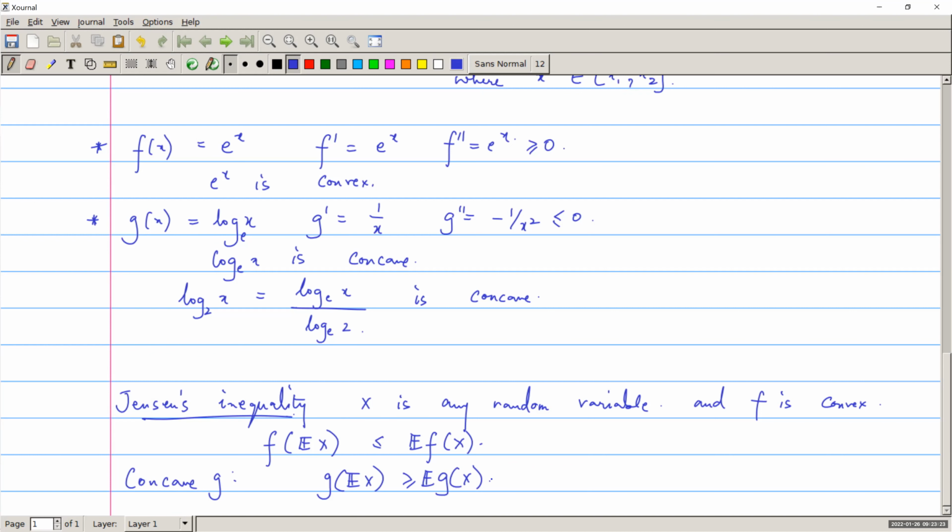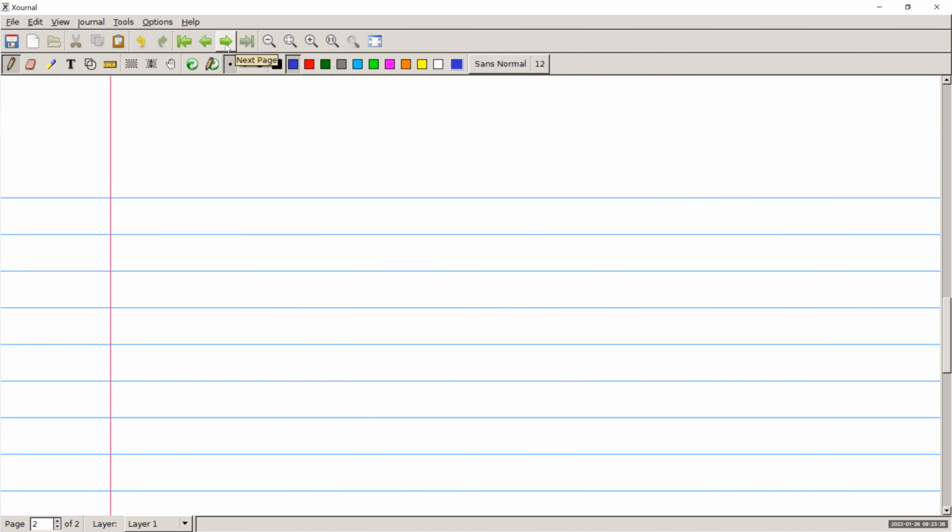Okay, so what we are going to do now is use Jensen's inequality in a very particular form for the log function. It will be something that is very useful for us. We call this the log sum inequality, just a fancy name for something very common.